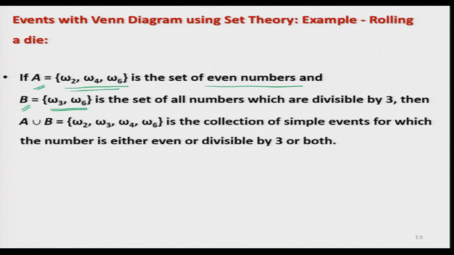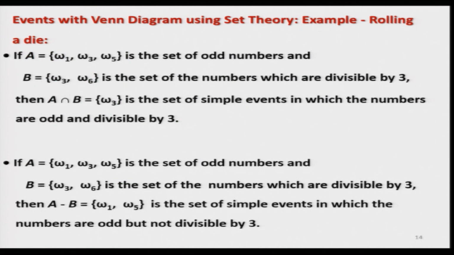Now, if you define A union B, that means all those events which are in A or B. That means this will consist of omega 2, omega 4, omega 6, and then you have omega 3 and omega 6 from event B. So this omega 3 is here and omega 6 is here, which is already there. So this A union B will consist of all the points or the simple events which are either even or divisible by 3 or both. So this will consist of 4 numbers, omega 2 is equal to 2, omega 3 is equal to 3, omega 4 is equal to 4 and omega 6 is equal to 6. So this is how you can define the union of the events.